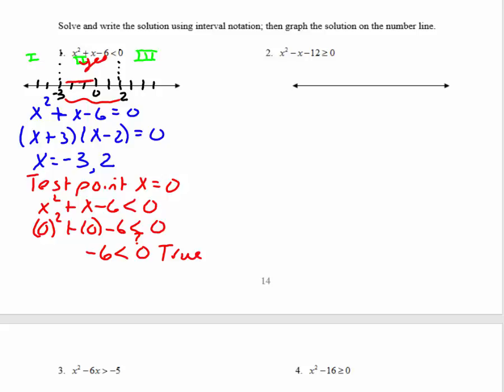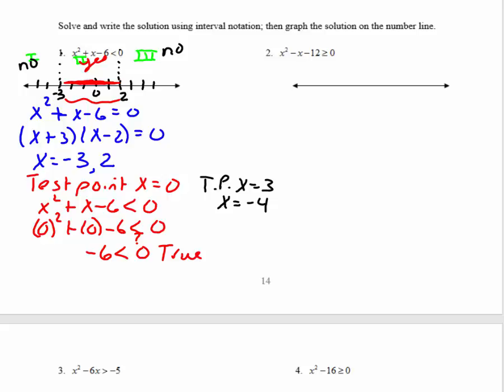If I try the outer pieces, I'll see that they don't work, but I should do a test point on the outside. So say for instance your test point TP on the outside could be x equaling 3. You'll see that doesn't work. And on the left side you could choose x being say negative 4. You'll also see that that does not work. So the outer pieces do not work, just the inner piece does.